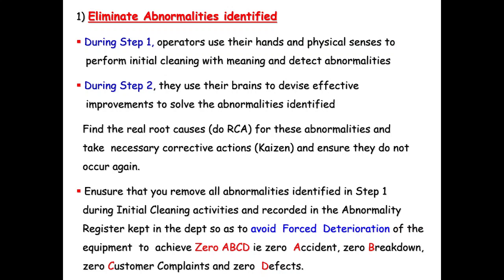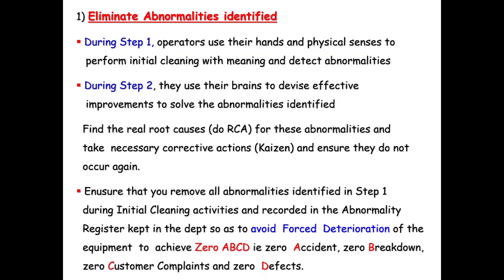During step 1, operators use their hands and physical senses to perform initial cleaning, meaning detecting abnormalities. During step 2, they use their brains to devise effective improvements to solve the abnormalities identified. To eliminate the abnormality, first the operators should do RCA, that is root cause analysis, to find the real root cause for the problems and then take necessary corrective actions, that is kaizens, to ensure they do not occur again. Without finding out the root causes, you cannot have a permanent solution to the problems, and as a result, problems will occur again and again.